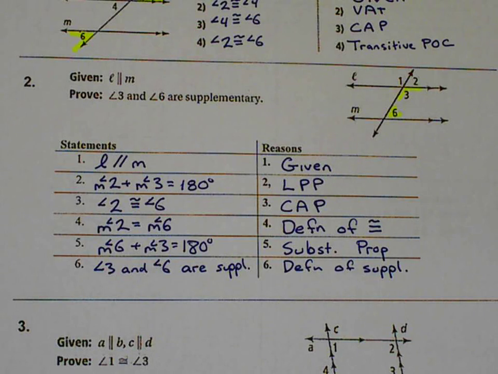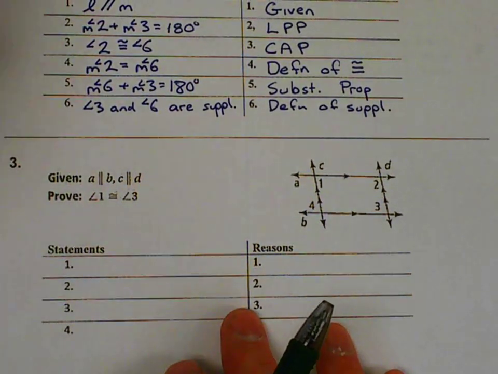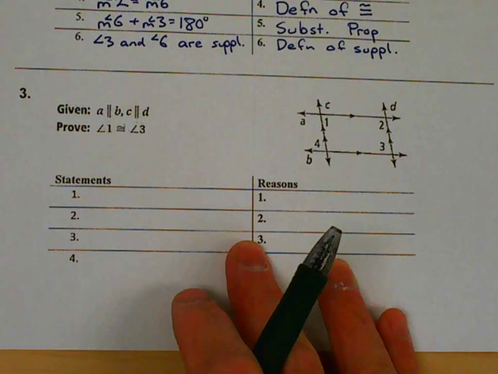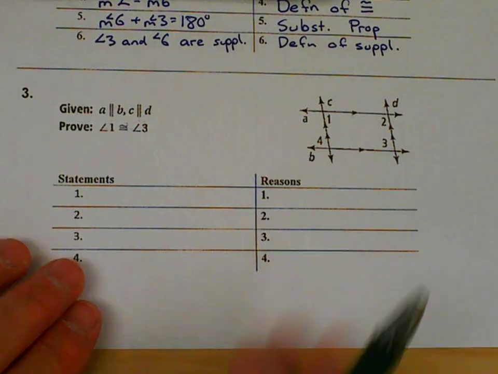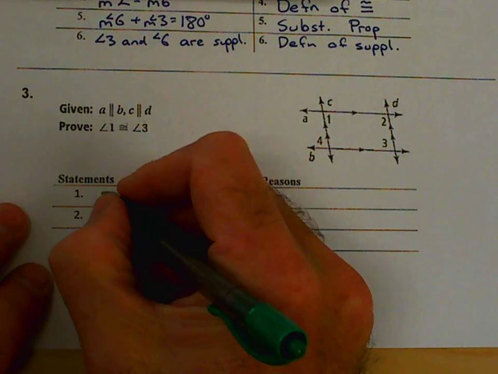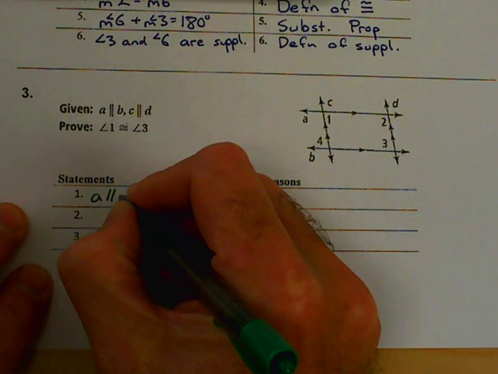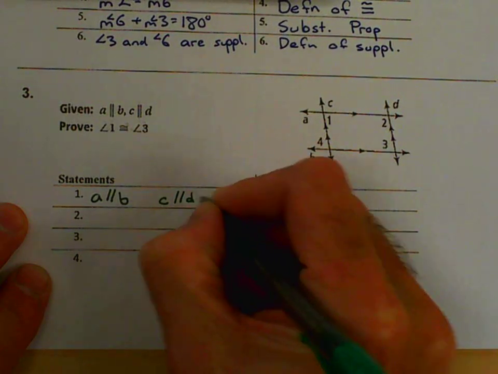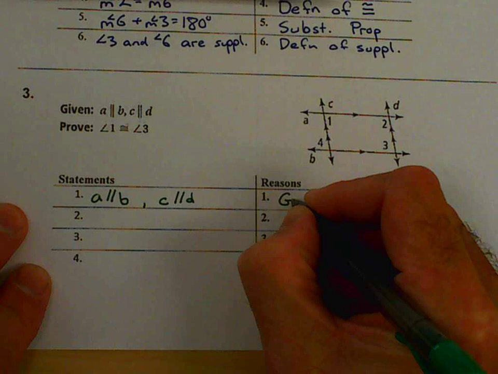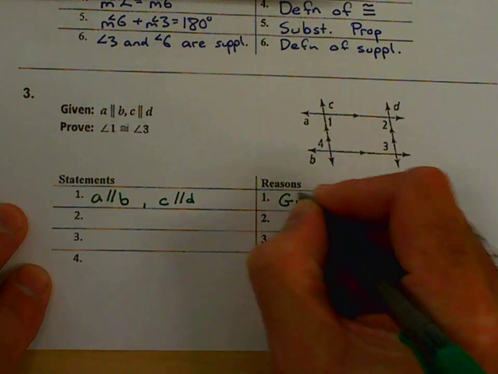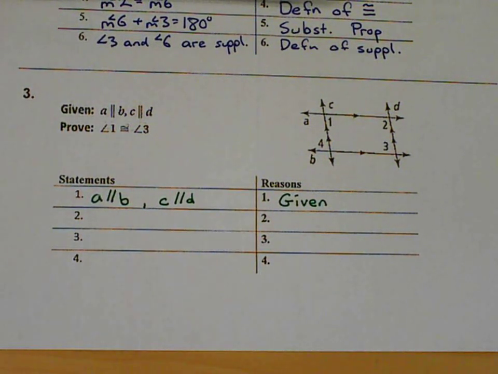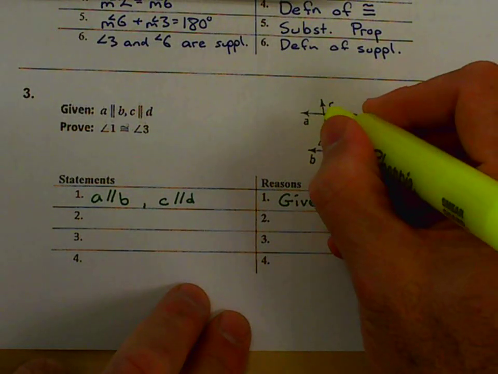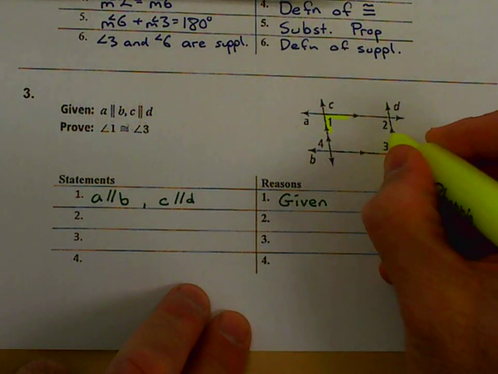Next, let's look at the next one in the bottom of the page. We are given two sets of parallel lines, which opens up a lot of relationships. But let's get that first. A is parallel to B, and C is parallel to D. That was given to us. And let's look at what they want to prove. They want to prove that this angle is congruent to this angle.